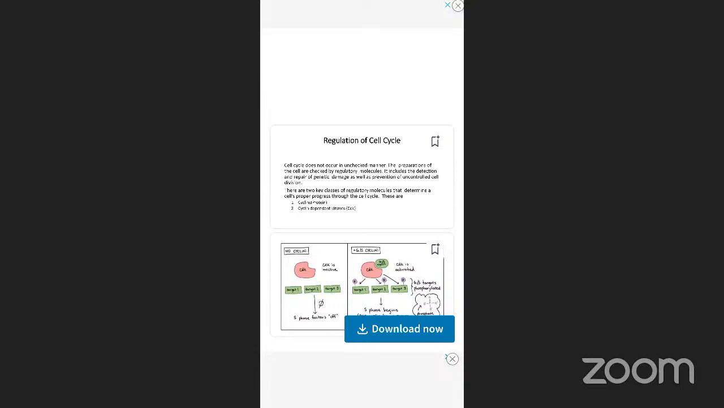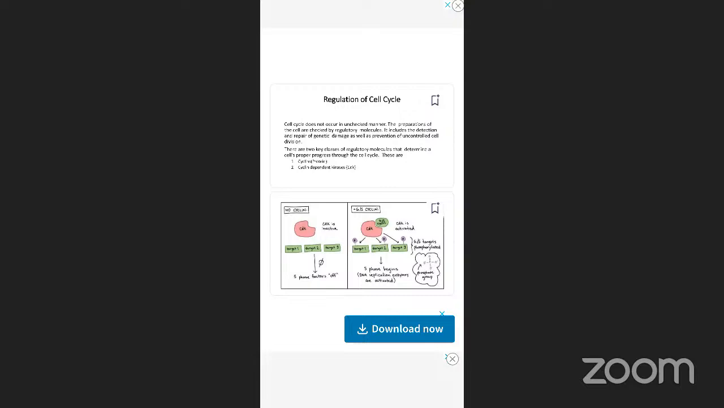There are two key classes of regulatory molecules that determine the proper progress of cells through the cell cycle. These are cyclins, which are proteins, and next, cyclin-dependent kinase, CDK. See, this one is the cyclin protein in the diagram, cyclin proteins 1, 2, 3, and the CDK also. Mainly, cyclin proteins are the phase factors, and each phase begins with the attachment of the DNA amplification enzyme.